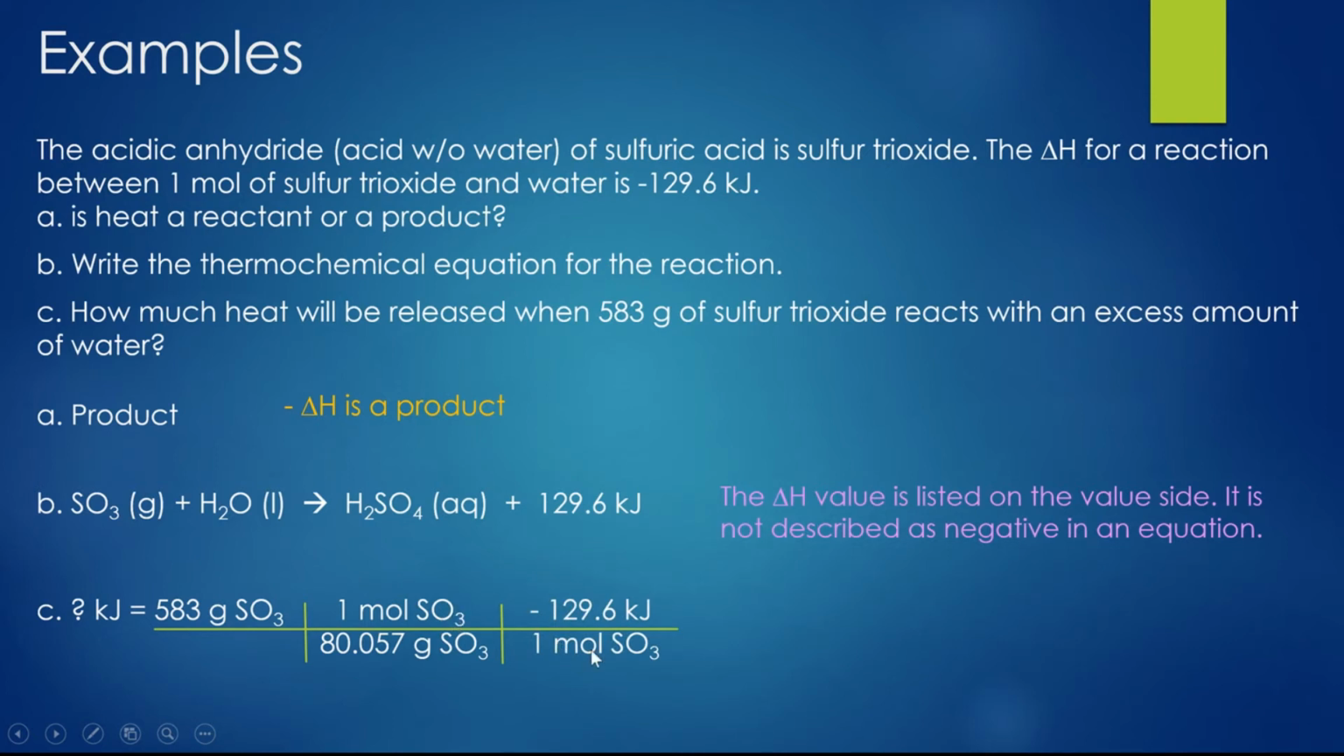We make sure that we get our moles on the bottom so they cancel out. Our energy is on top. Notice we're back to having a negative value. We have to recognize that energy as a product should be negative. We crunch the numbers and simplify for significant digits. We get negative 944 kilojoules of heat will be released from 583 grams of sulfur trioxide.